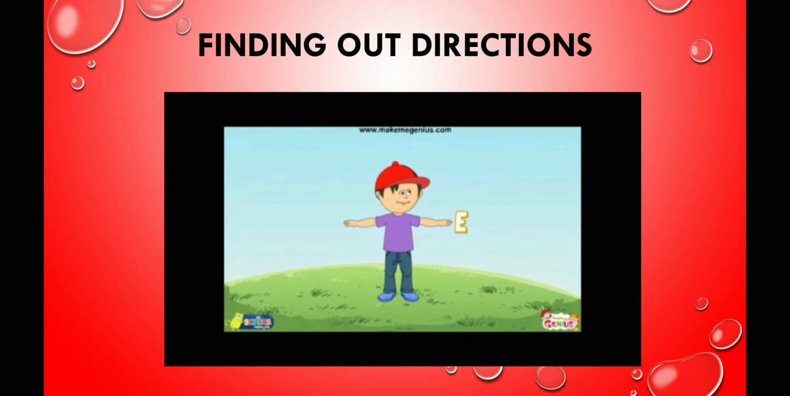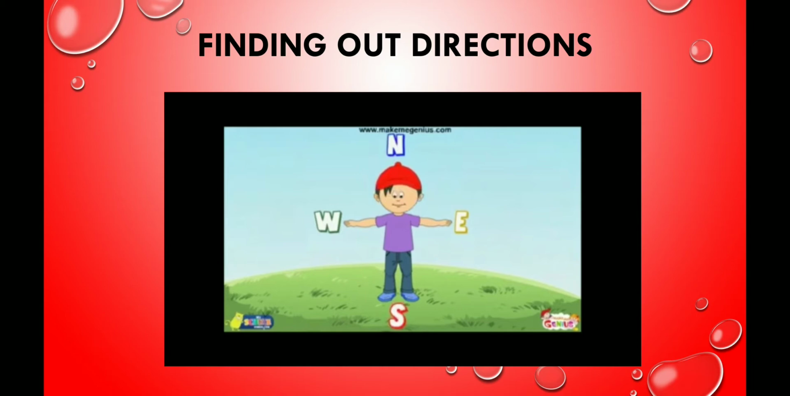How to find direction? You can find out the direction with the help of the sun. Direction: east, west, north, and south. These are the four directions. The direction you face the rising sun is the east, at your back is the west, to your right is the south, and to your left is the north.